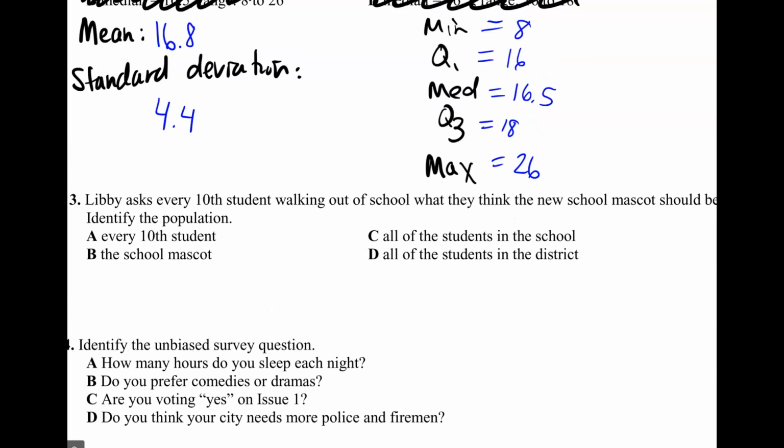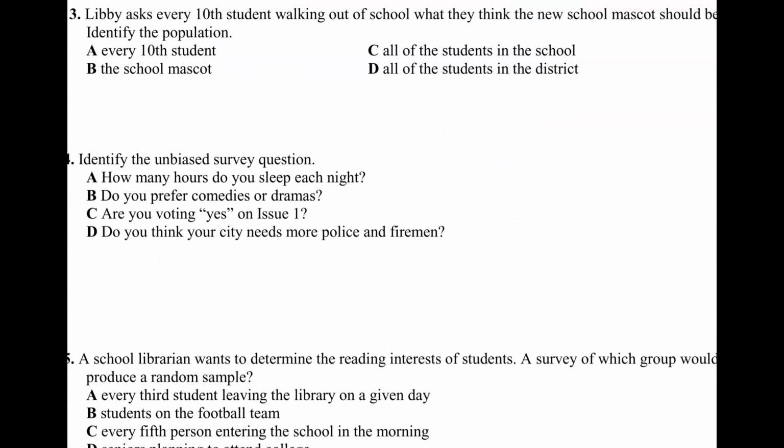Let's keep going. Libby asks every 10th student walking out of the school what they think the new school mascot should be. So we got to identify the population. Is the population going to be every 10th student? No, that is our sample. Okay. Is the population the school mascot? No. Is it all the students in the school or all students in the district? School. Okay. Not too bad. I kept number 3 a multiple choice question.